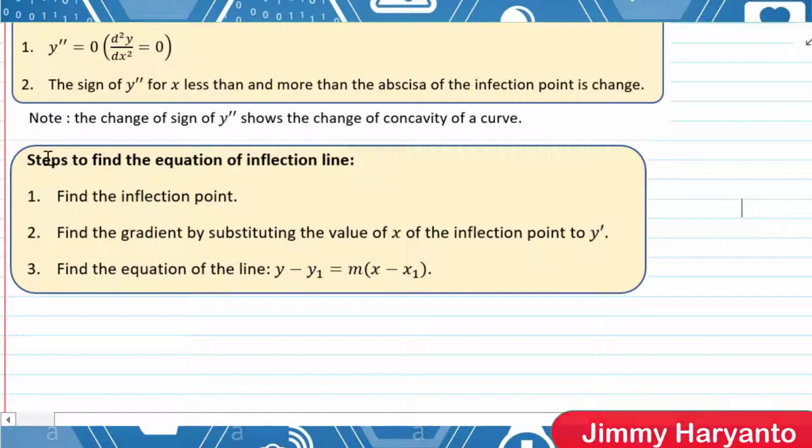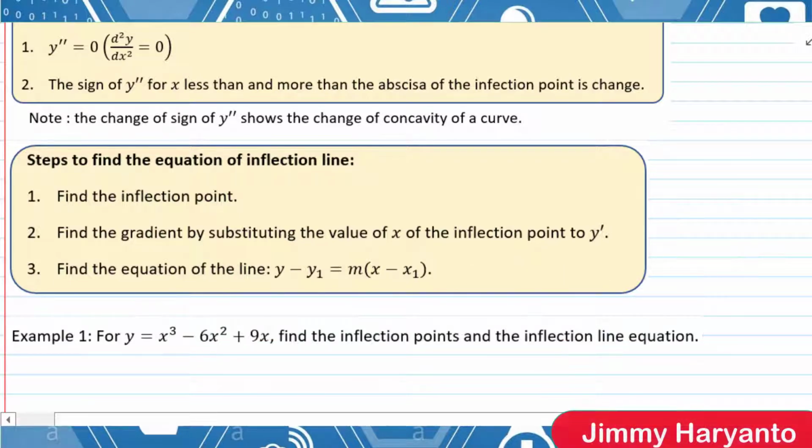Now we are talking about the steps to find the equation of the inflection line. First you have to find the inflection point. Next you have to find the gradient using the y-axis, like the tangent line, and then the third one will be the equation of the line, y minus y1 equals m in bracket x minus x1. Of course, for the gradient you have to use the gradient of the inflection line you got from the second step.